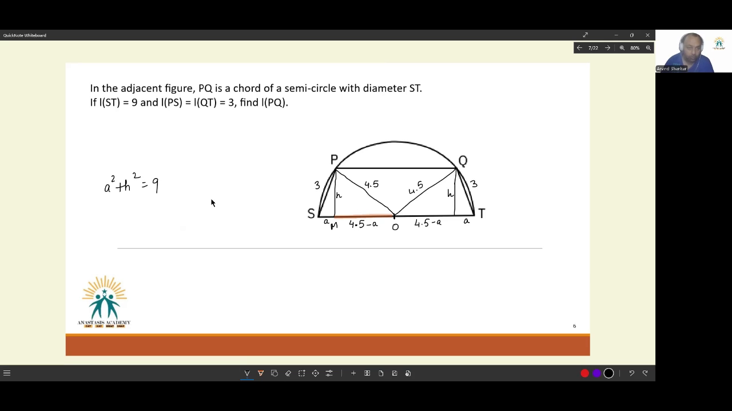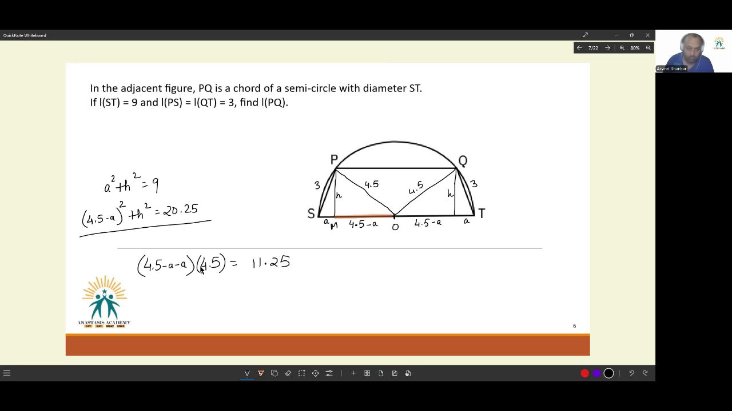And for triangle PMO, we also have 4.5 minus A whole square plus H square is equal to 4.5 whole square, which is 20.25. So I need a value of A. So second equation minus first equation, if I do, H will get cancelled out entirely. This will get me to 4.5 minus A into 4.5 and 11.25.